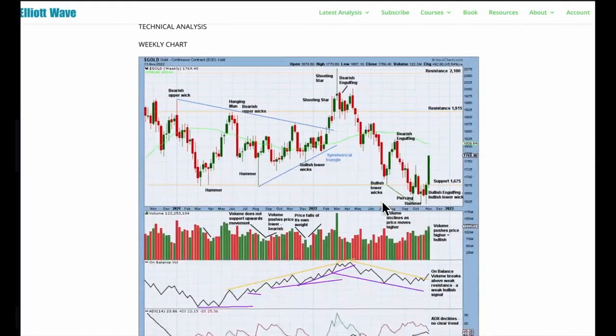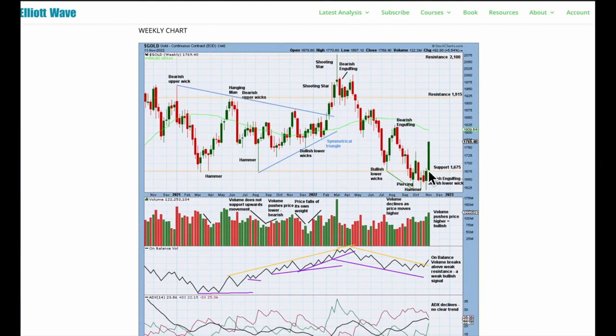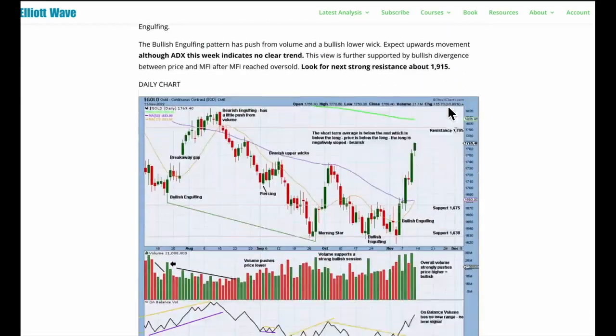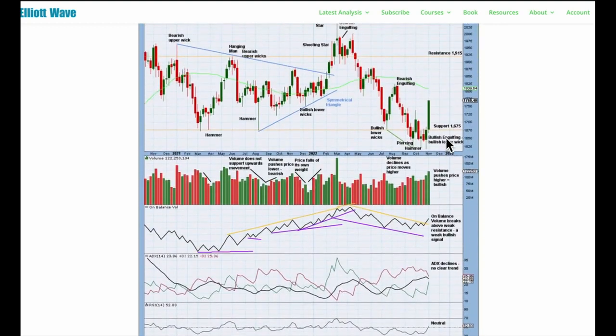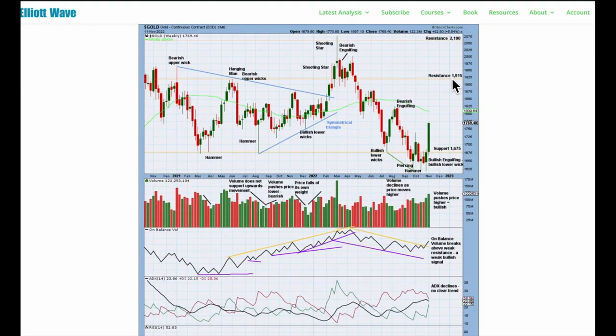At the weekly chart level, a strong upward week has strong push from volume and a weak bullish signal from on-balance volume, all suggesting overall more upward movement. Look for next strong resistance, quite a long way above at 1915. There's further resistance a little more close by at the daily chart level at 1795. So after we get to that, stronger resistance above at 1915.